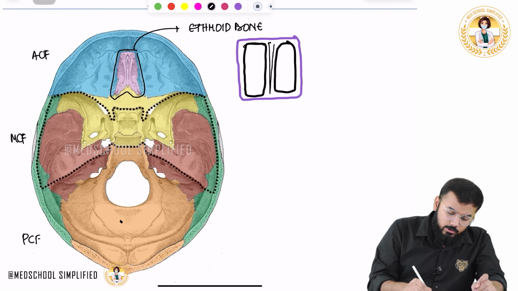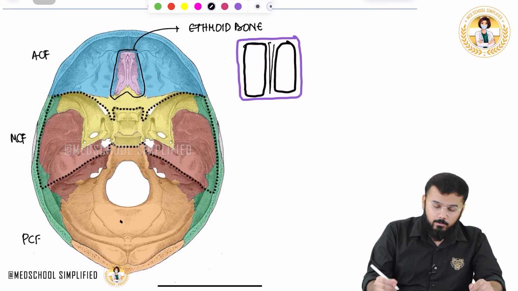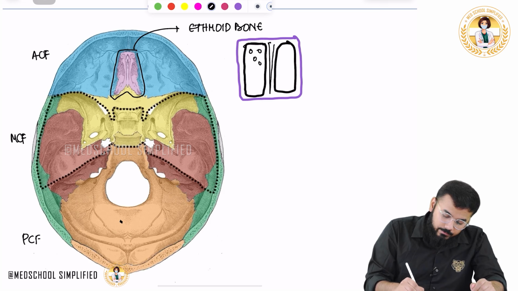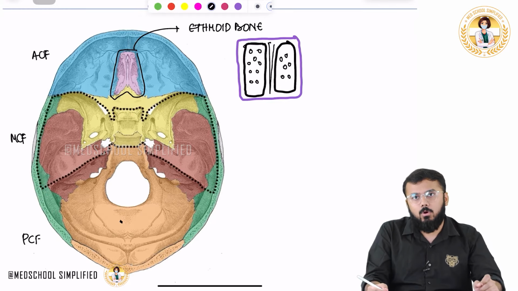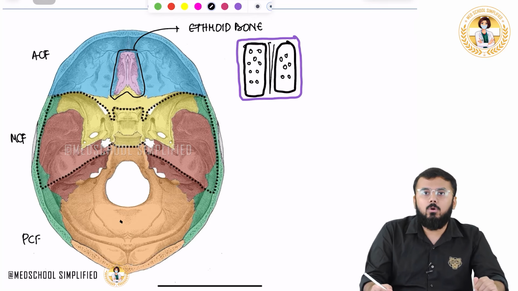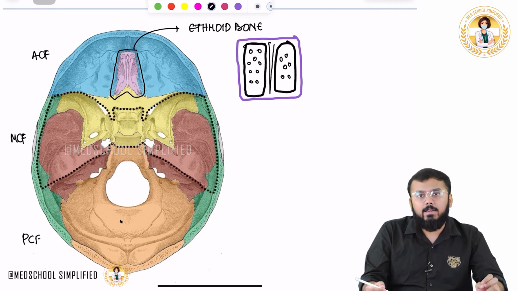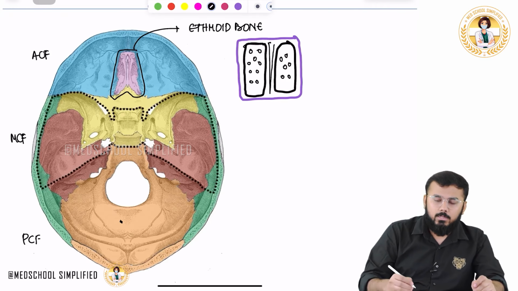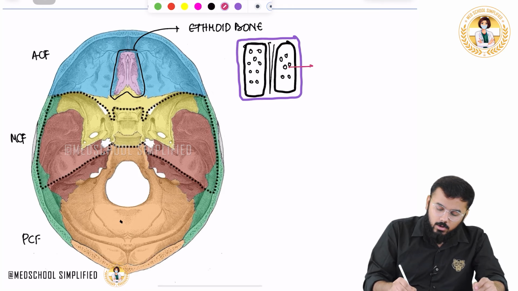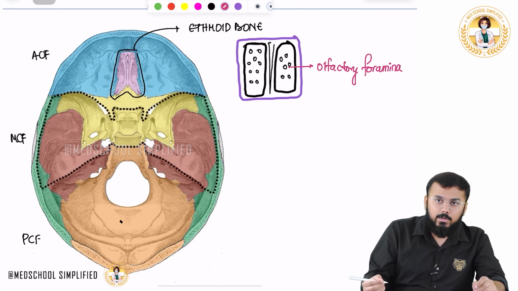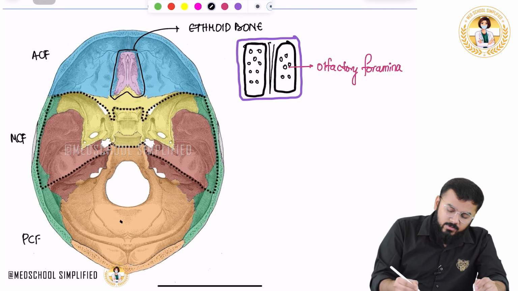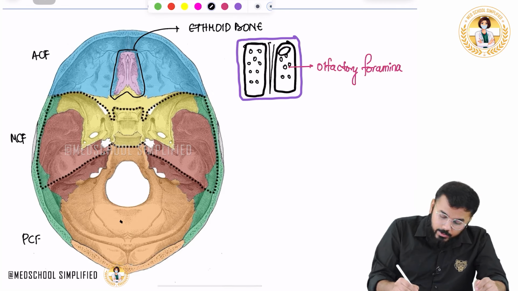But an important thing you need to know here is that within these cribriform plates there are some openings, like this. These openings are called your olfactory foramina. Not only olfactory foramina, in the front here you have a larger opening, and at the back there is also a larger opening.